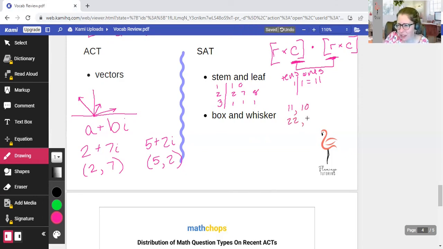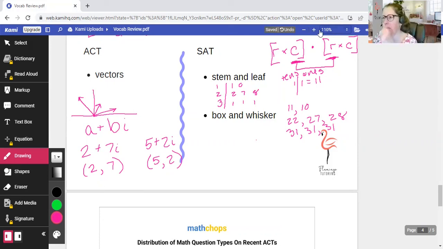22, 27, 28, and then 31, 31, 31. That's the list of numbers. And then you would do whatever you needed to do, find the average, the median, whatever. All right. Then the box and whisker is its own little monster.